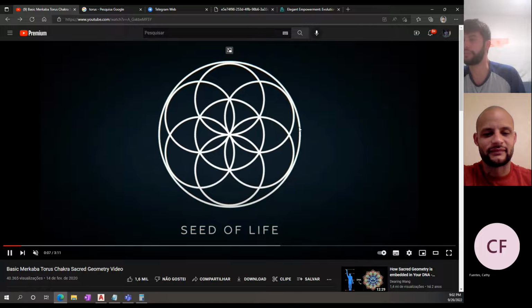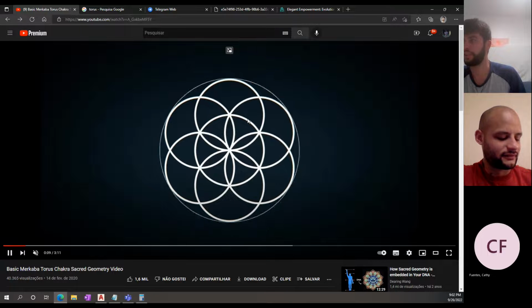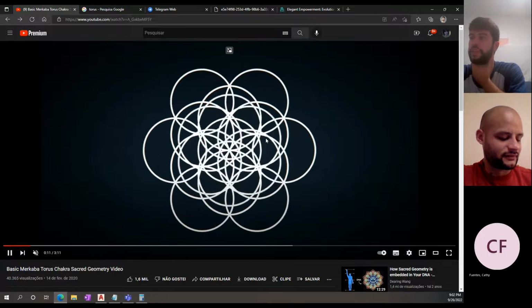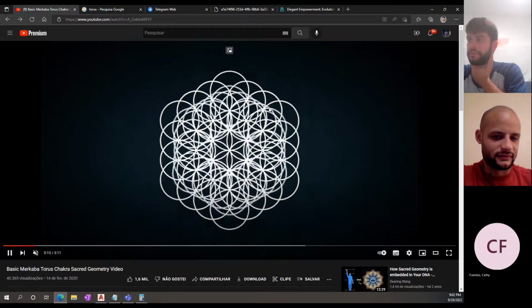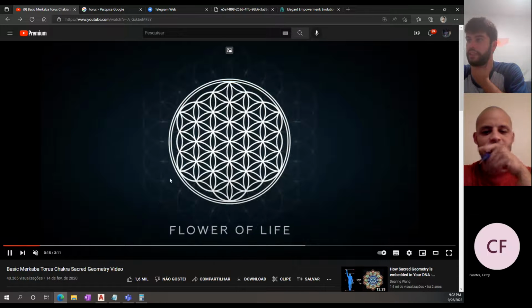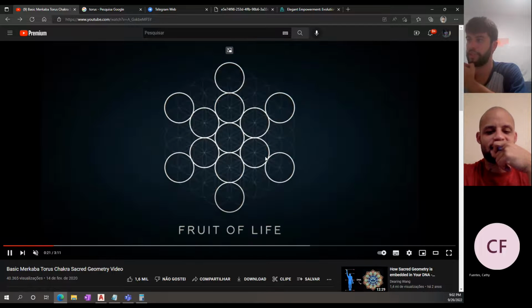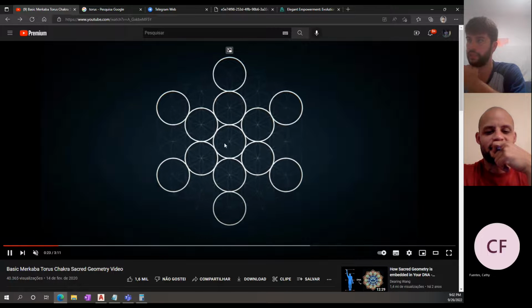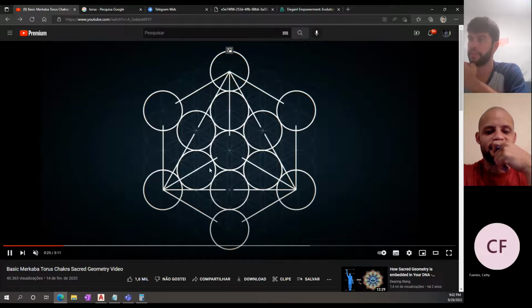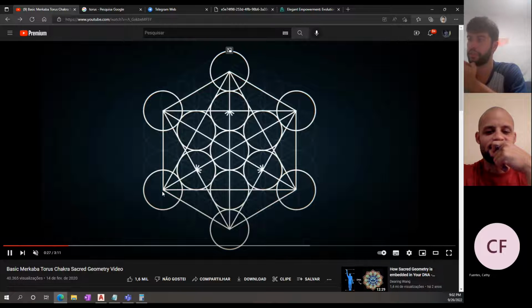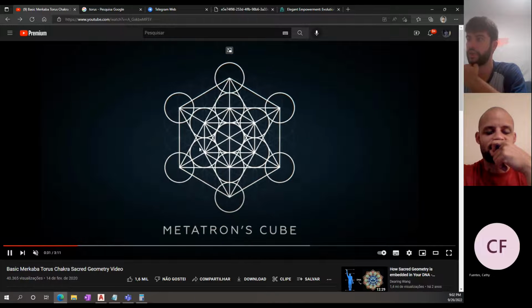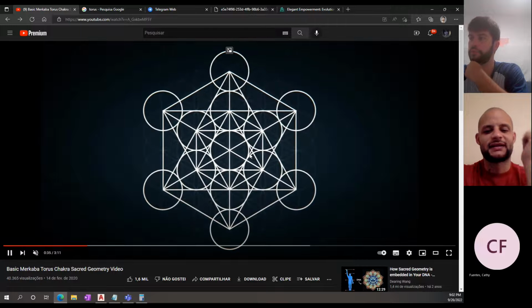So it's doing the seed of life, and it keeps repeating the pattern. It does the movement again and gets the flower of life. It does the movement once again, it gets the fruit of life. It draws a straight line from the center of the circles to all of the other circles, and then you get Metatron's cube.